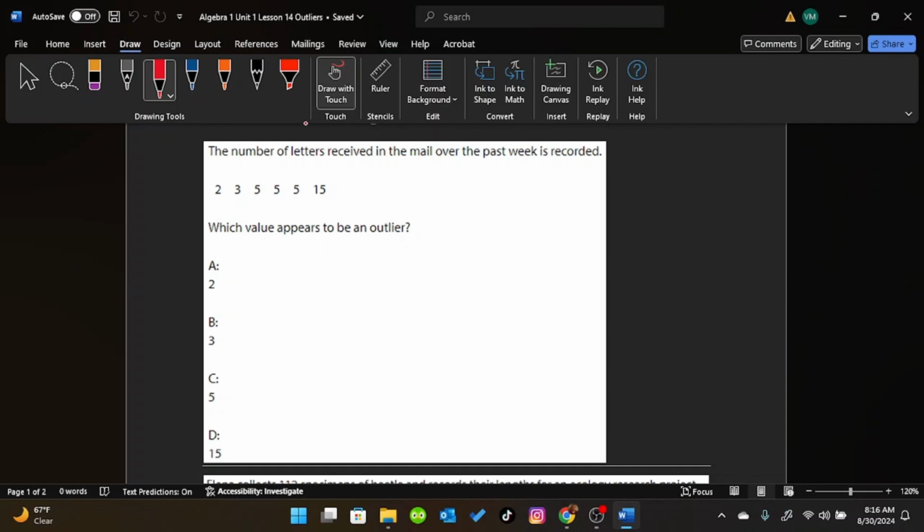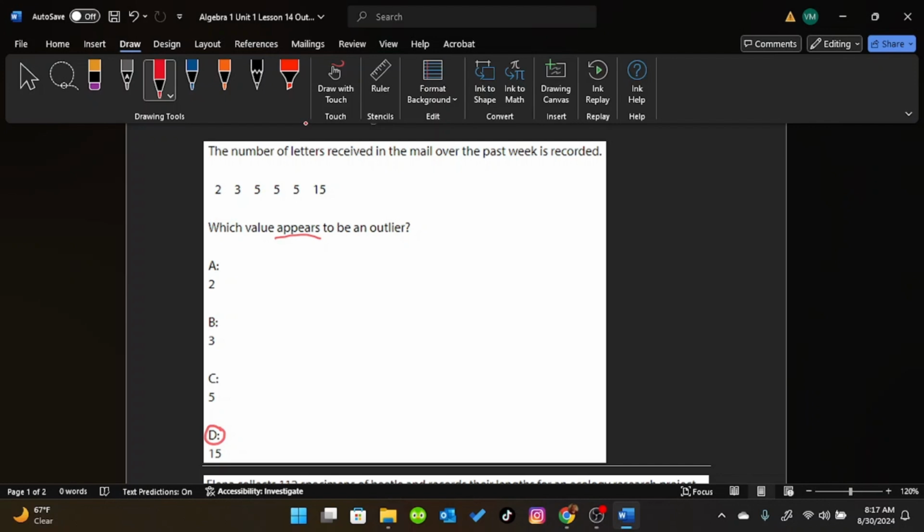So just by appearance, 2, 3, 5, 5, 5 all seem to be closely grouped together. And then we have 15, which seems to be really far away. So it appears 15 would be our outlier. So choice D would be the answer to this one.